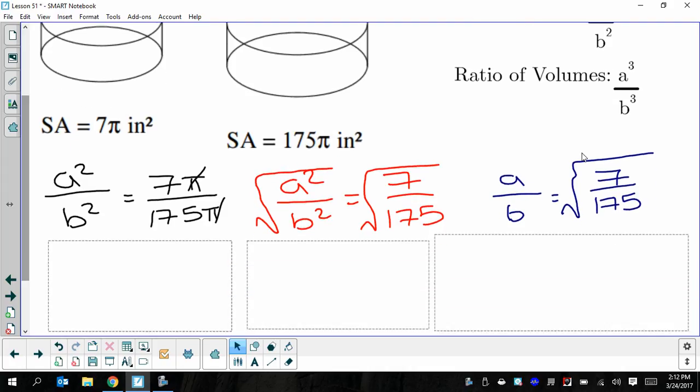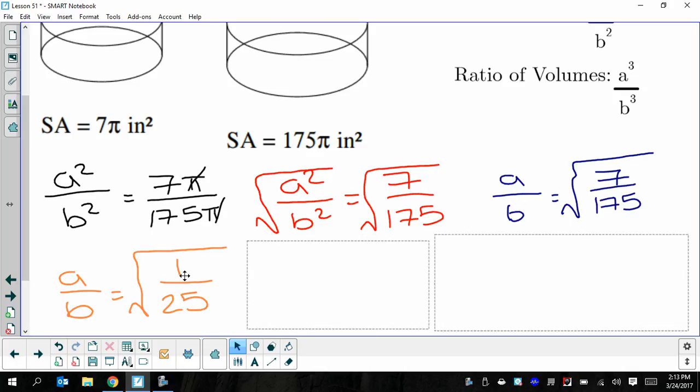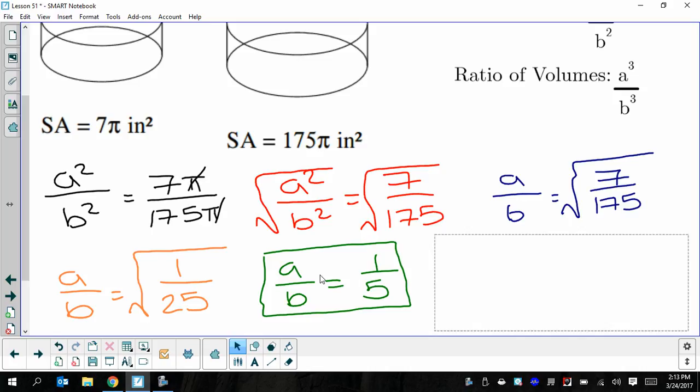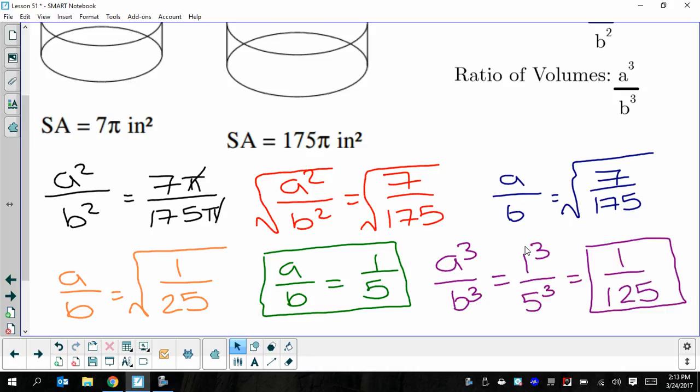And now I'm going to simplify 7 over 175. If you don't know how to find a common factor of 7 and 175, you can always put this fraction into your calculator and then math frac the decimal. You'll get 1 over 25. Now I can take the square root of the top and the bottom. The square root of 1 is 1. The square root of 25 is 5. And we find that the scale factor here is 1 over 5. If I want to find the ratio of volumes now, so that I have all three, I can cube A and B, which means I do 1 cubed over 5 cubed, which is 1 over 125.